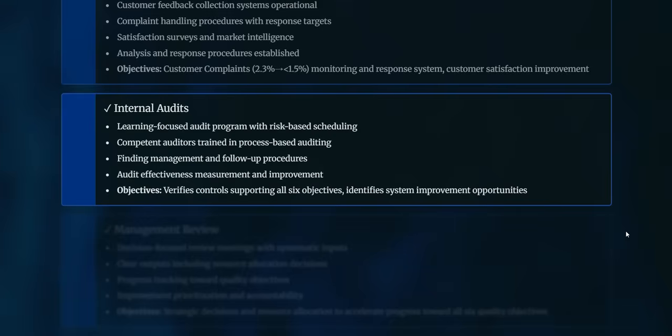Internal audits output, it should cover the following. A learning-focused audit program with risk-based scheduling, competent auditors trained in process-based auditing, findings management and follow-up procedures, and also audit effectiveness measurements and improvement. The objective with internal audit here is verification of controls to support all of your quality objectives and also identification of system improvement opportunities.